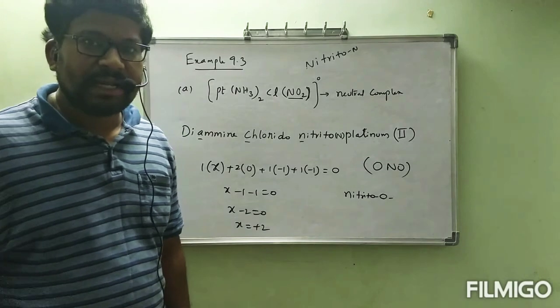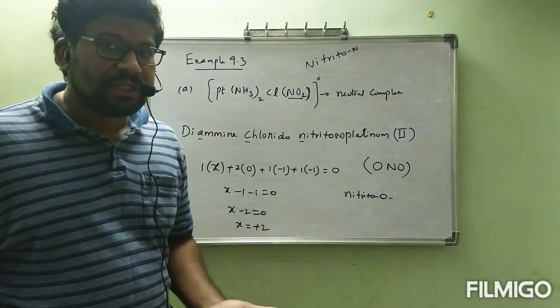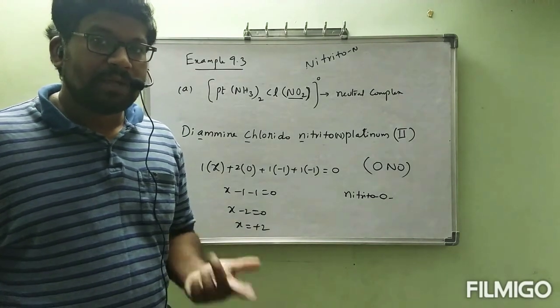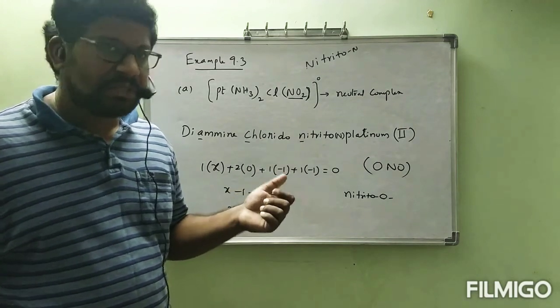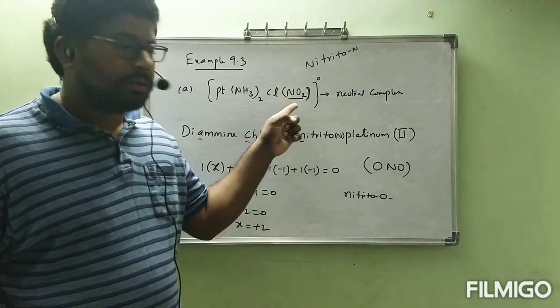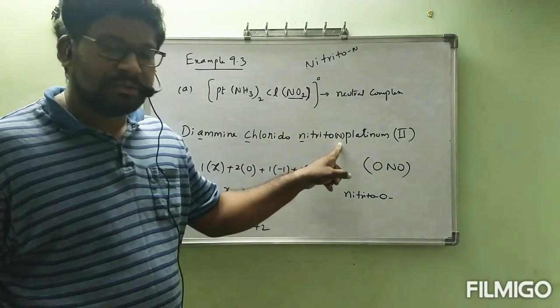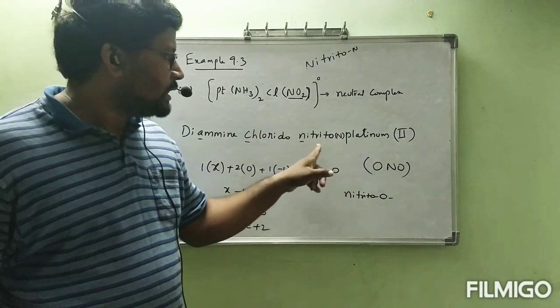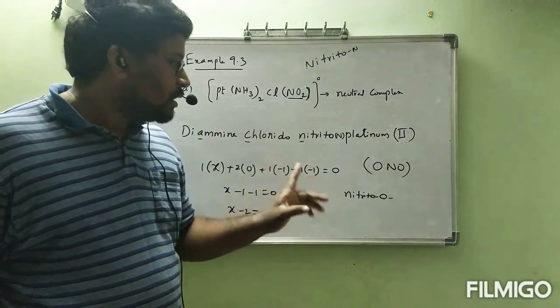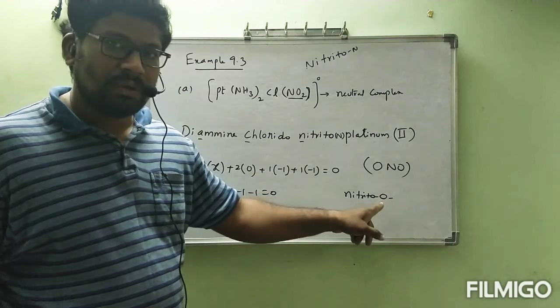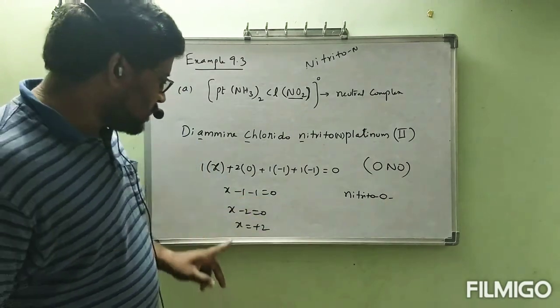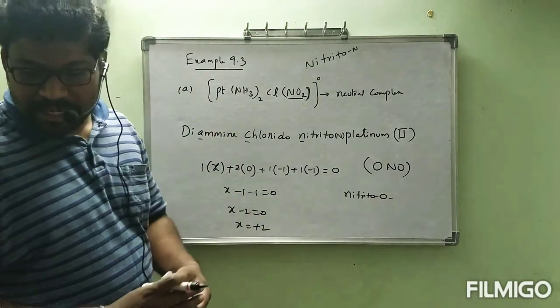Okay? This is an ambidentate ligand. NO2 is an ambidentate ligand. By using nitrogen, it will be involved in the bond, or by using oxygen, it will be involved in the bond. If it is using nitrogen, then we will write NO2. That's why I wrote nitrito N platinum. If they give ONO, then we will write nitrito O. Are you clear? And this is about example 9.3a.